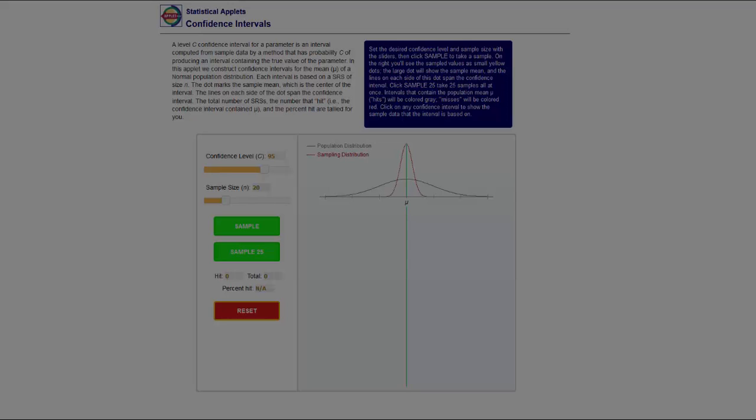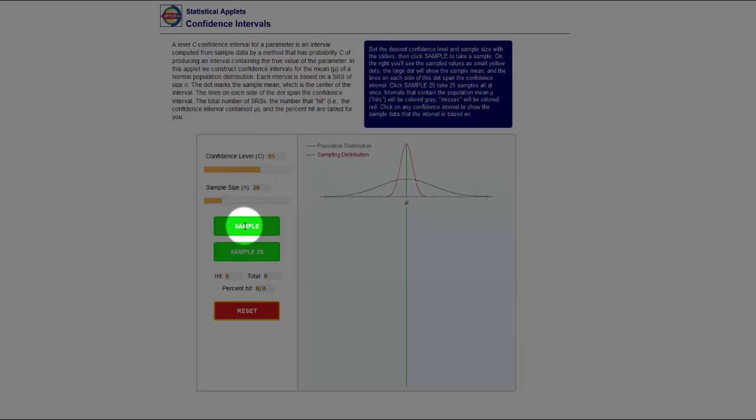Okay, I'd like to take a look at a couple of simulations of confidence intervals. In this one, what we have over on the right-hand side is a population distribution and a sampling distribution. Of course, the sampling distribution will be narrower because the standard error of the sampling distribution is sigma, the population standard deviation, divided by the square root of n. And that'll make it narrower, of course.